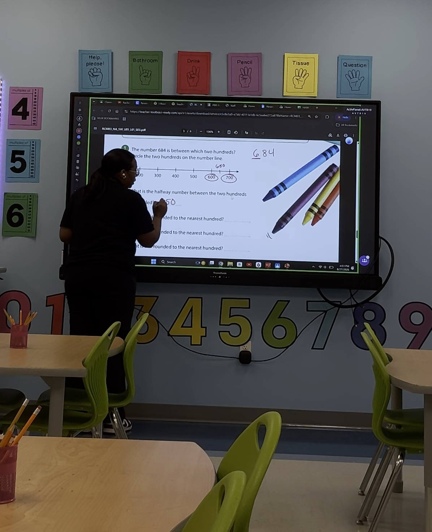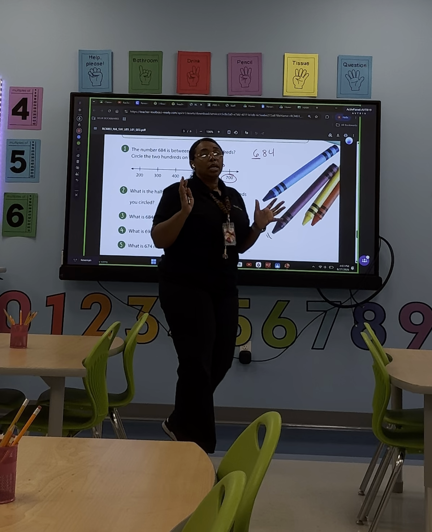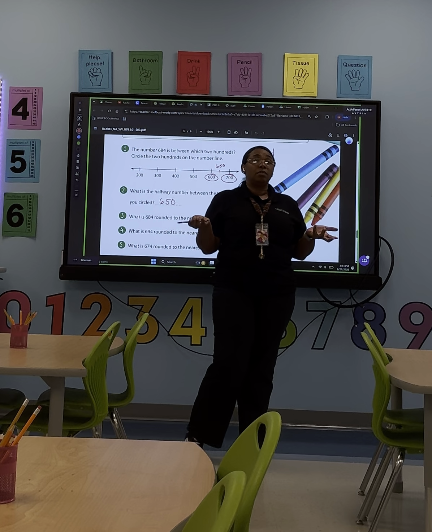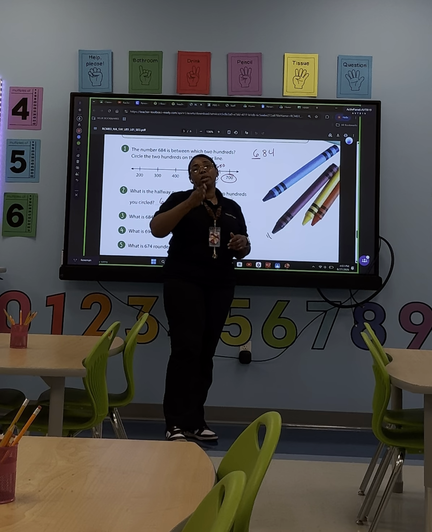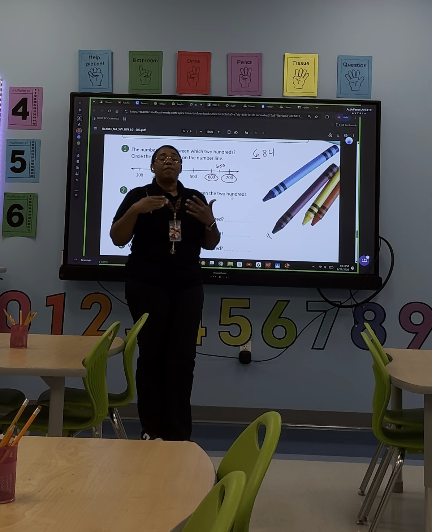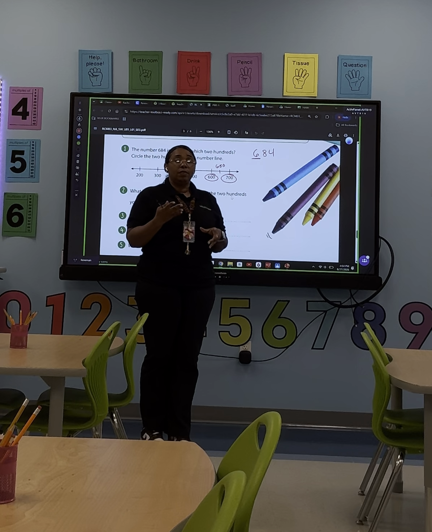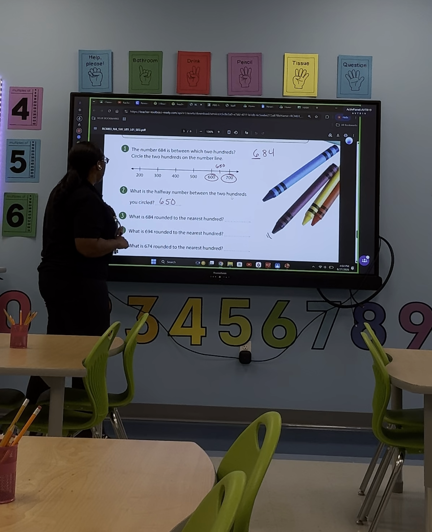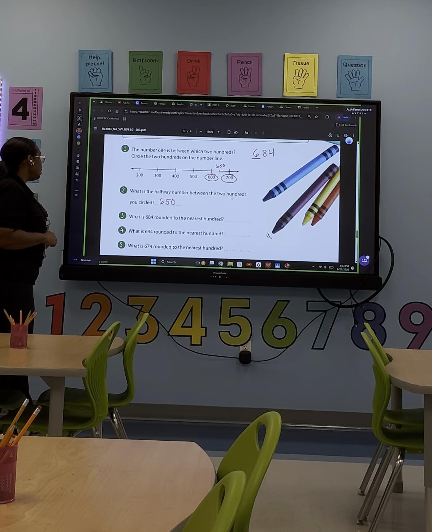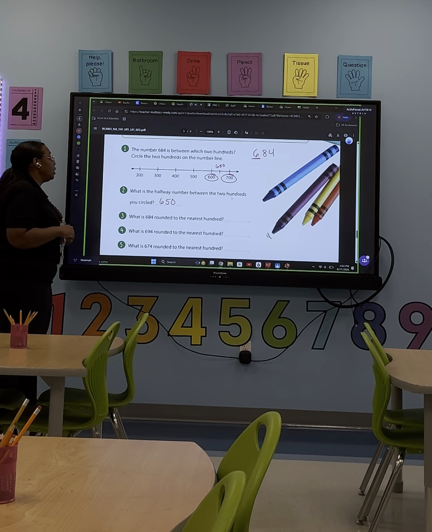And how do we know it's 650? Well, between any two hundreds is going to be 5 tens. 5 tens is always going to be between any two hundreds. That's always going to be your halfway, 5 tens. And 5 tens, when we say 5 tens as a number, it is 50. So 650. Okay? Let's go ahead and go to number 3. So number 3 says, what is 684 rounded to the nearest 100?